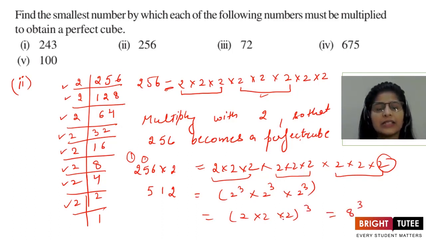So we see that this number 256 is to be multiplied with 2 so that it becomes 512, and that is a perfect cube, and it is a cube of 8. Clear? So what is the answer? What is the smallest number that should be multiplied? It is 2. Let's discuss the third part now.